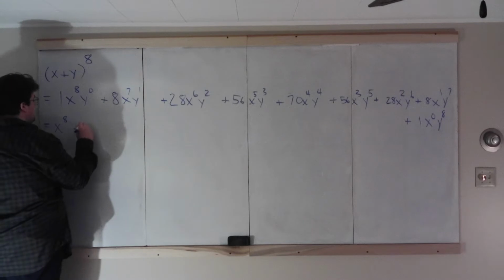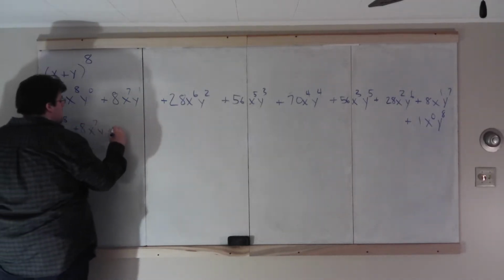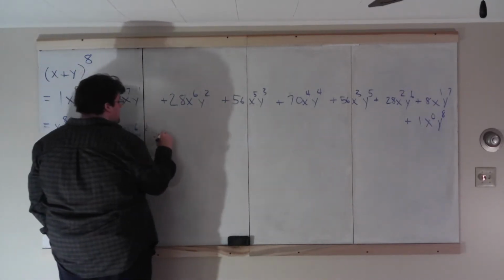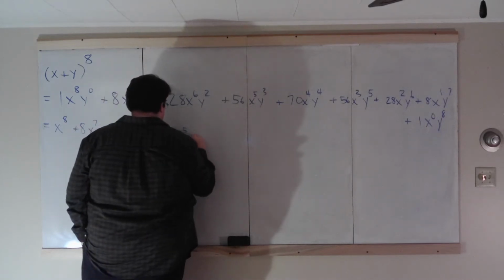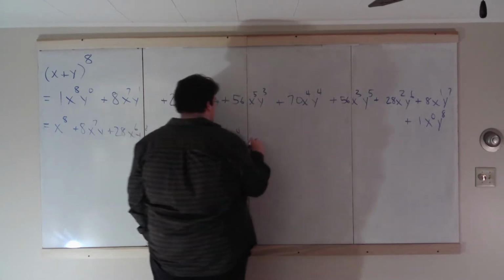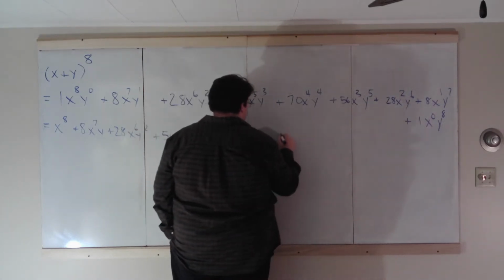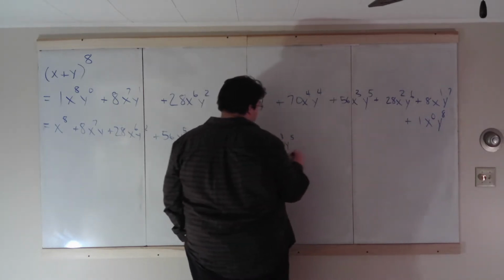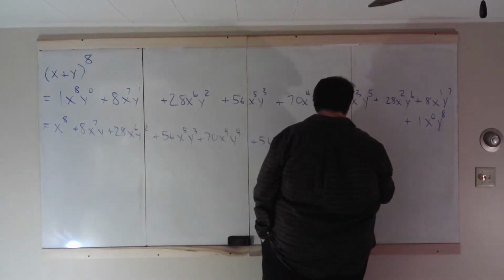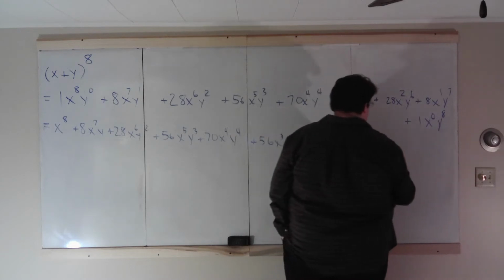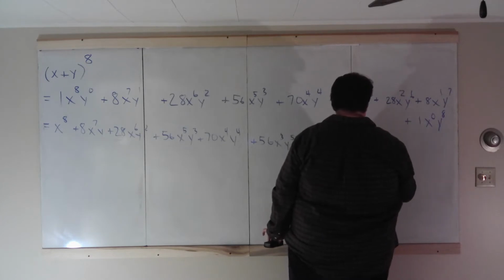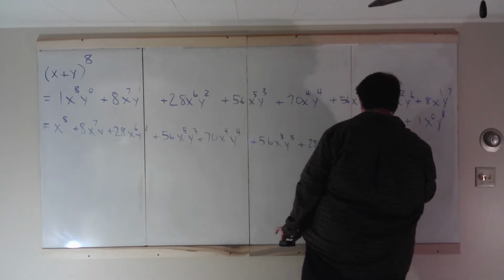x to the 8 plus 8 x to the 7 y, plus 28 x to the 6 y squared, plus 56 x to the 5 y cubed, plus 70 x to the 4 y to the 4, plus 56 x to the 3 y to the 5, plus 28 x to the 2 y to the 6, plus 8 x y to the 7th, plus y to the 8th.